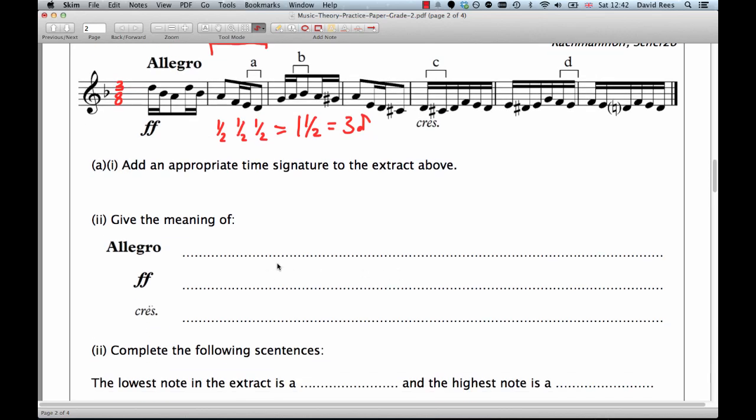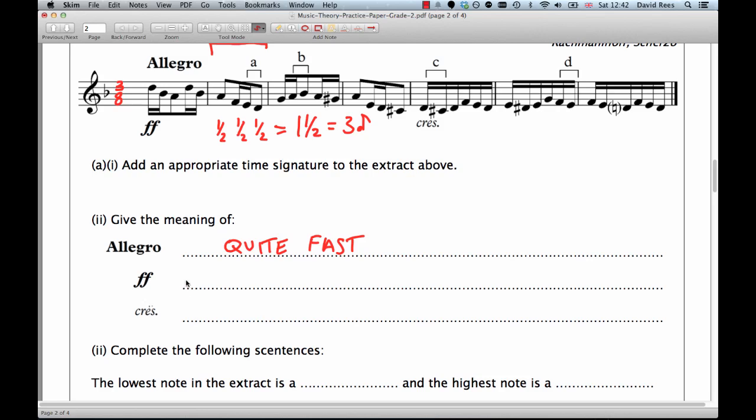So let's see what's going on in the next question. It's saying, give the meaning of allegro. Well, we had that in the last exam, so that's very good. That's easy enough. Again, it means quite fast. Not the fastest you could do, but definitely fast. I'm sure that would be enough to get you the mark for that one.